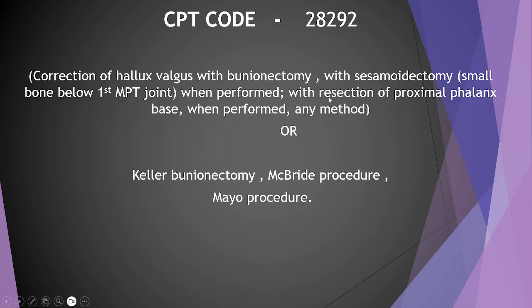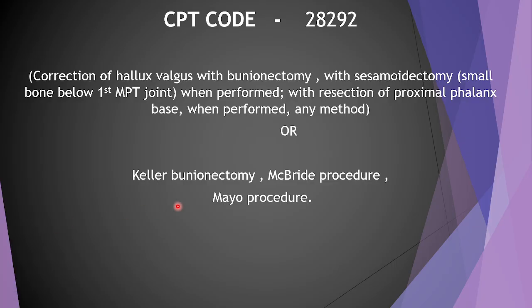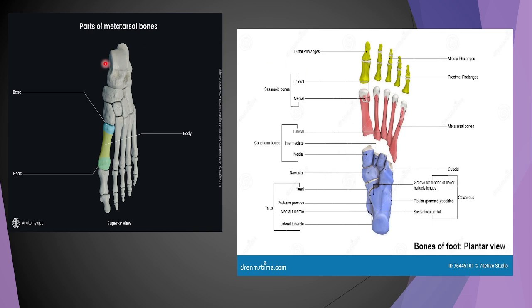So with sesamoidectomy, when performed with the resection of the proximal phalanx base, or any method, this procedure is also known as Keller's bunionectomy, McBride procedure, or Mayo procedure. Sometimes in the procedures, these are not written out. Simply they write Mayo procedure or McBride procedure. Okay, Keller's bunionectomy.